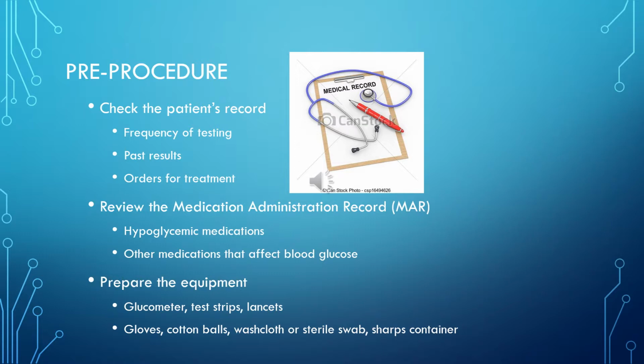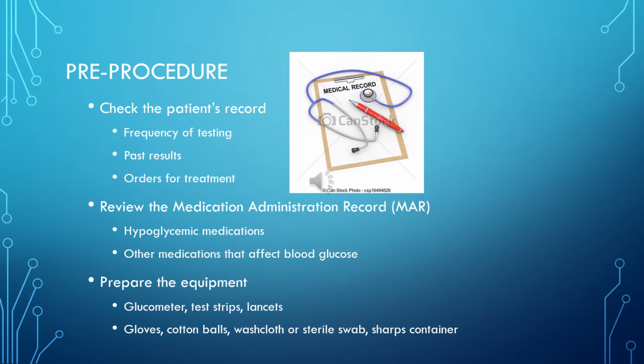The next thing we want to look at is past results. All right, we need to look at how our patient's been doing with the blood sugar. Has it been running consistently high? Has it been running consistently low? Is it fluctuating between the two? What are causing those fluctuations? Okay, so we need to get a little history on our patient, find out how they've been doing.